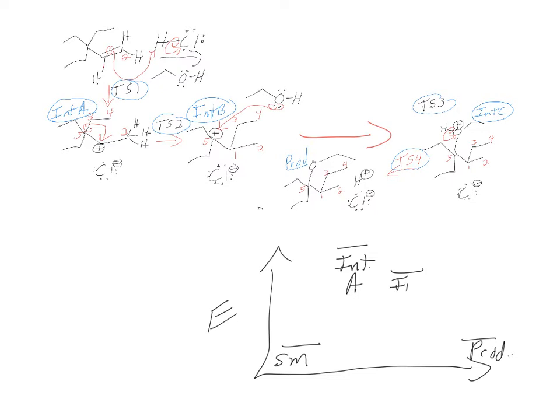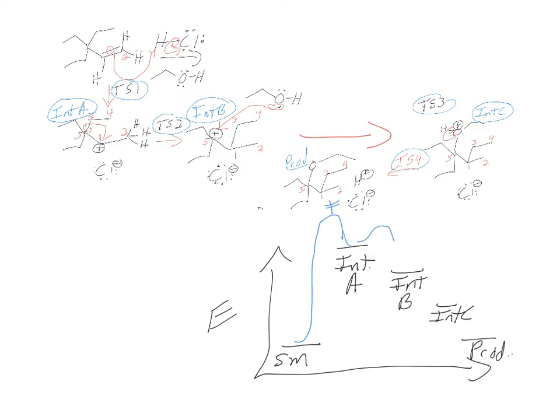There's int B. And then what about intermediate C? That's going to be probably the lowest, right? Because everybody there has a full octet. Now I just need to fill in the hills, the transition states. What's going to be the hardest one to make? The A, right? Because we're making a carbocation.